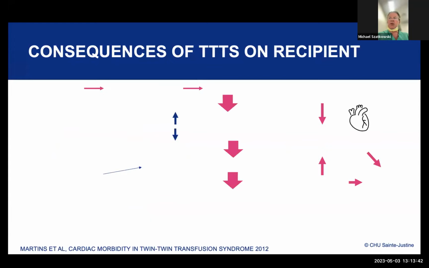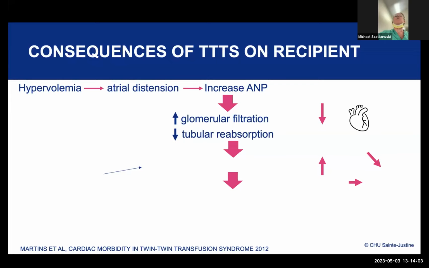In the recipient now, as said before, the recipient faces hypervolemia. The hypervolemia will bring atrial distension, and we will see an increase of the atrial natriuretic peptide. Then the glomerular filtration will increase, the tubular reabsorption will decrease, and we will see the appearance of polyuria and polyhydramnios.